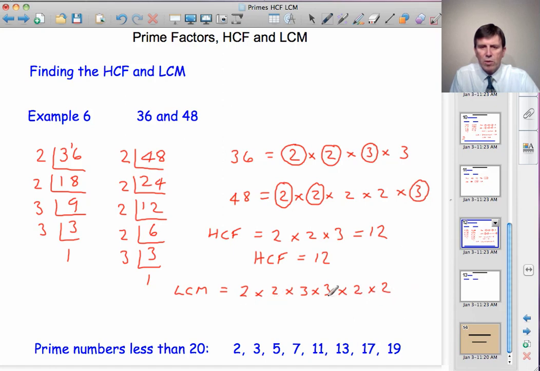Now those first 4 there multiplied to 36. They were just the factors of 36. So I've got 36 times 2, which is 72, and 72 times 2 is 144. So the LCM is 144, which means 144 is the smallest number that 36 will divide into and 48 will divide into.